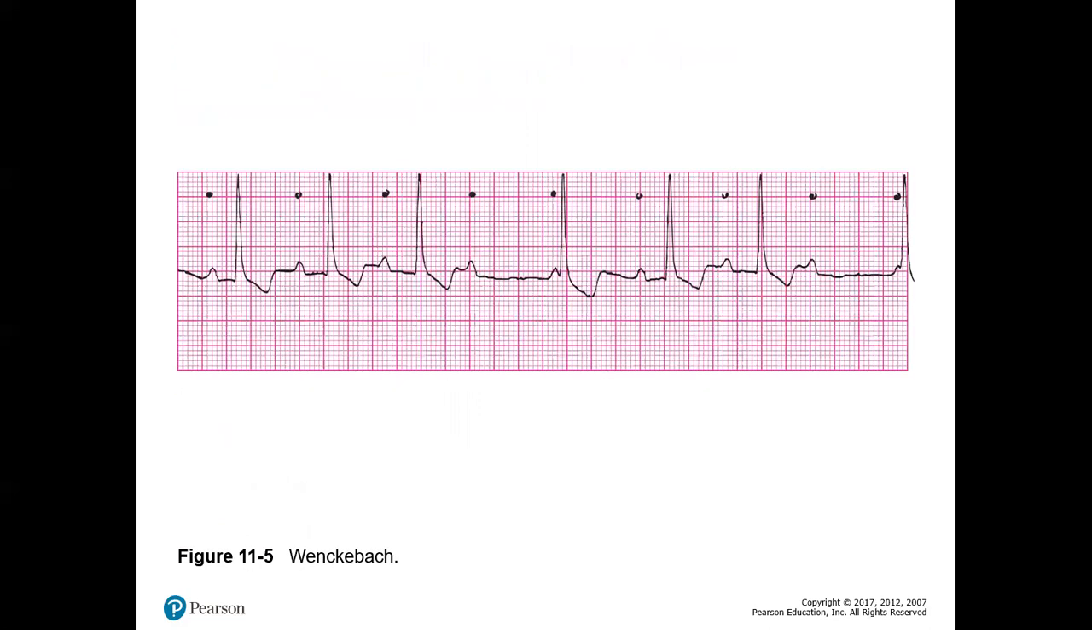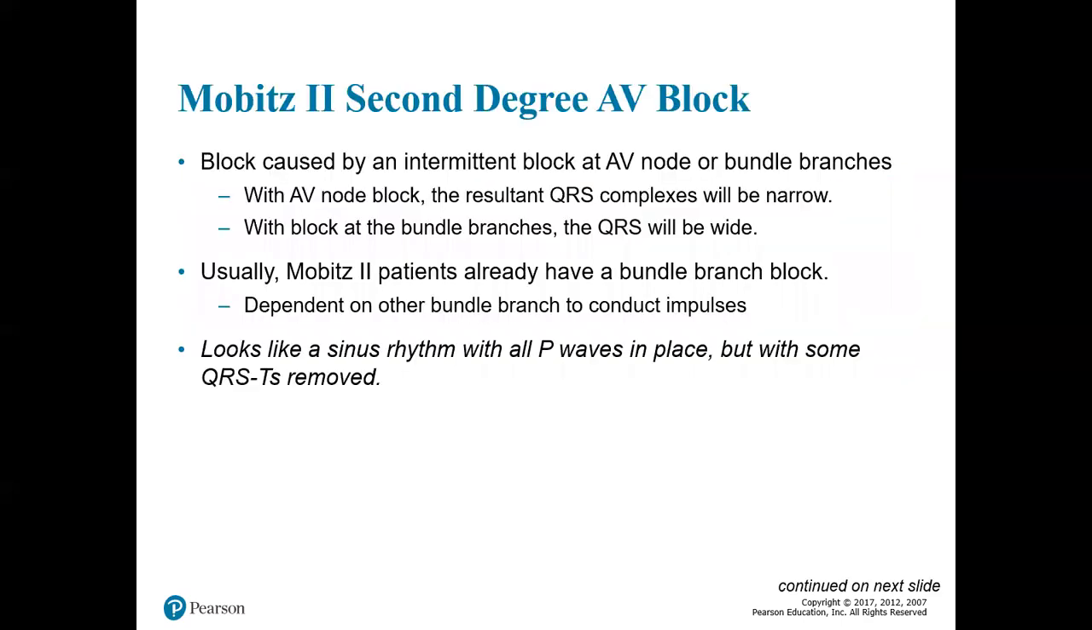This is another rhythm example of your Winkie block. So with your Mobitz 2 or second degree, there's a block at the bundle branches. With an AV node block, the resultant QRS complexes will be narrow. However, if that block is occurring down in those bundle branches, then your QRS is going to be wide. So that's another determining factor when you're looking at your EKG strip and at those QRS complexes.